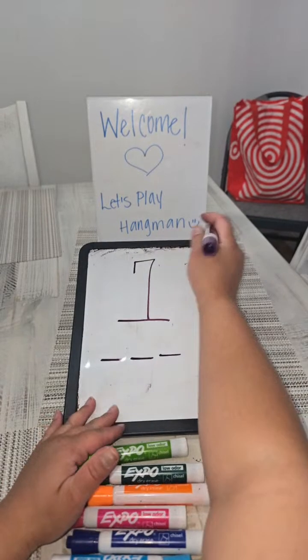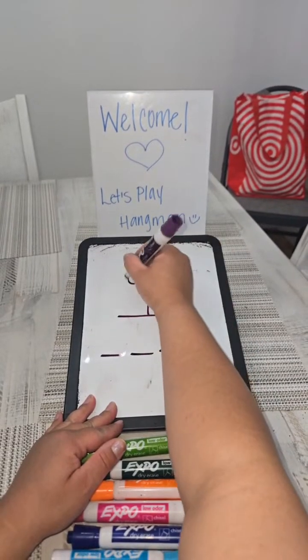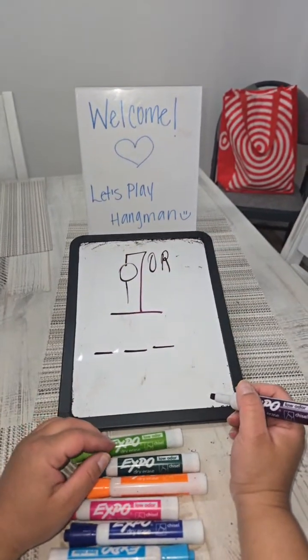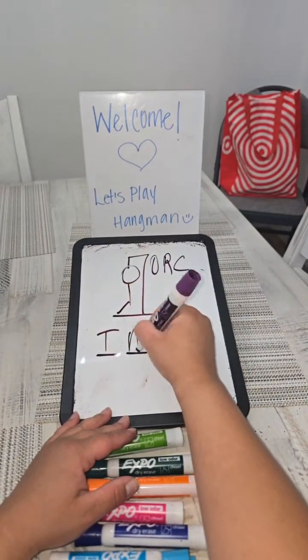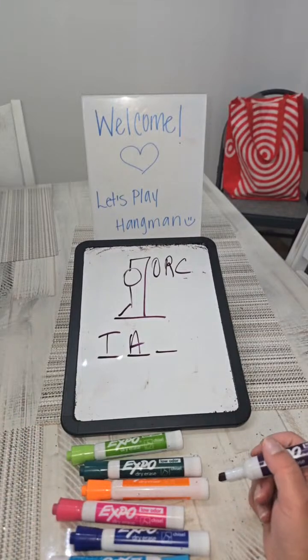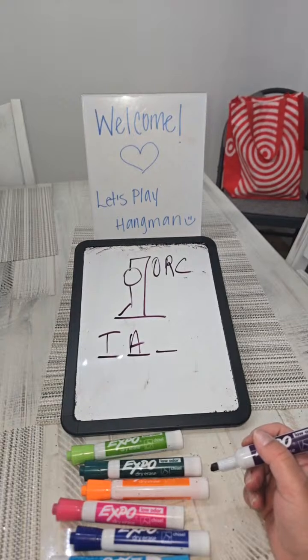O-R. There is no O, and there is no R. C-T-A. Who thinks they know what the word is? It's not tan. It's not tab. It's not tack. It's not tax. It's not tap. It's not tay. It's not tar.